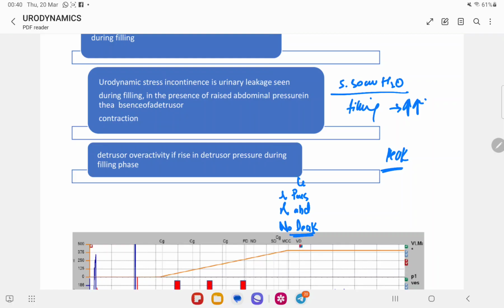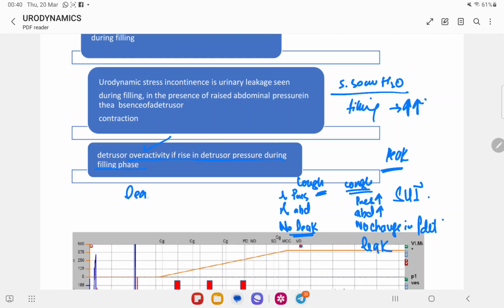Okay, this is the cough. But when you ask the patient to cough and the intra-abdominal pressure is increased and the vesical pressure is rising, abdominal is rising, no change in detrusor pressure, and there is leak, it means that it is stress urinary incontinence. But if there is detrusor overactivity, if there is rise in the detrusor during filling phase, and along with this rise in the detrusor the leak is seen, then we call it urge incontinence.